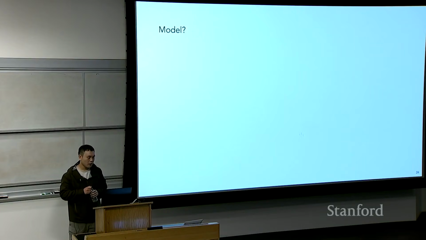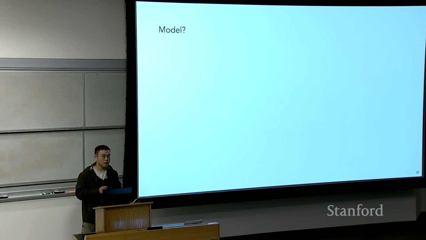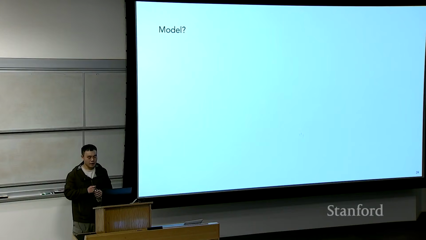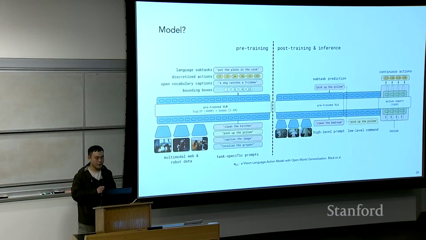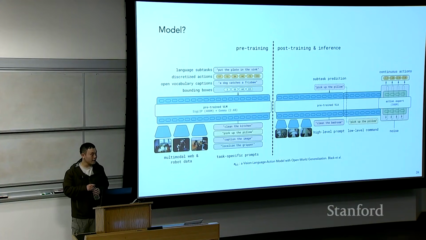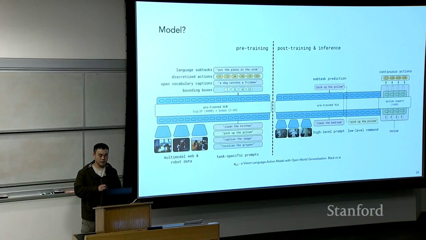So going back to the original model. On the model side, more or less existing VLA models follow this common practice. They have a pre-training stage on large-scale internet data, followed by some post-training using some in-domain collected data on bimanual manipulation tasks.